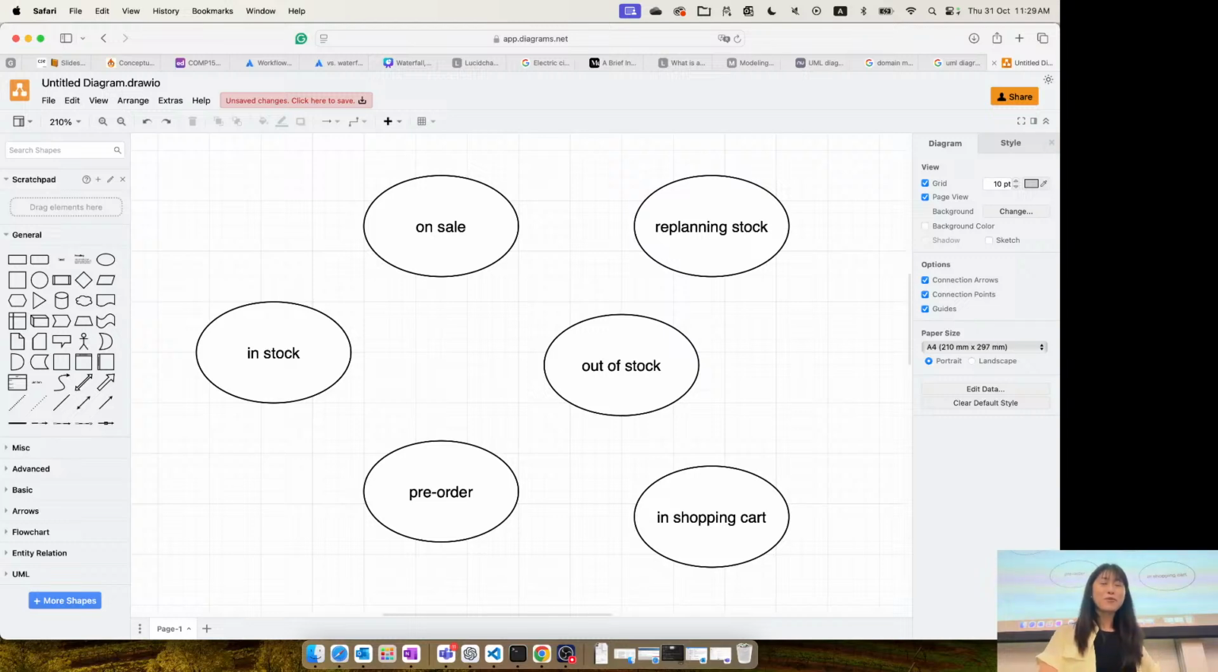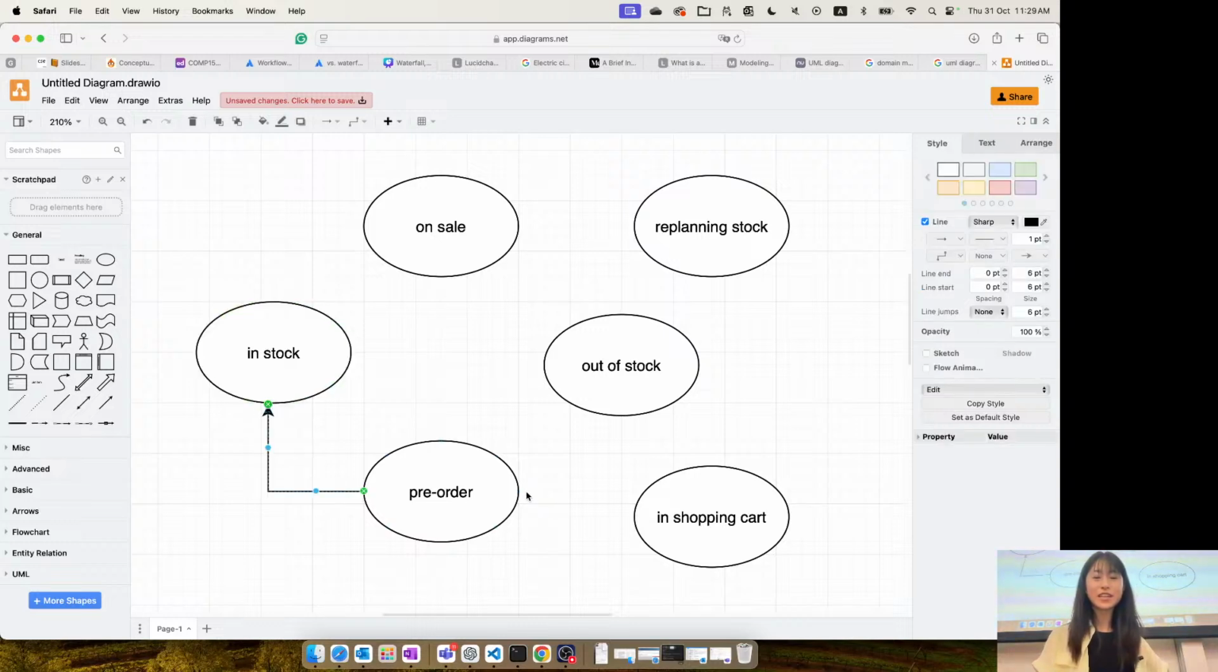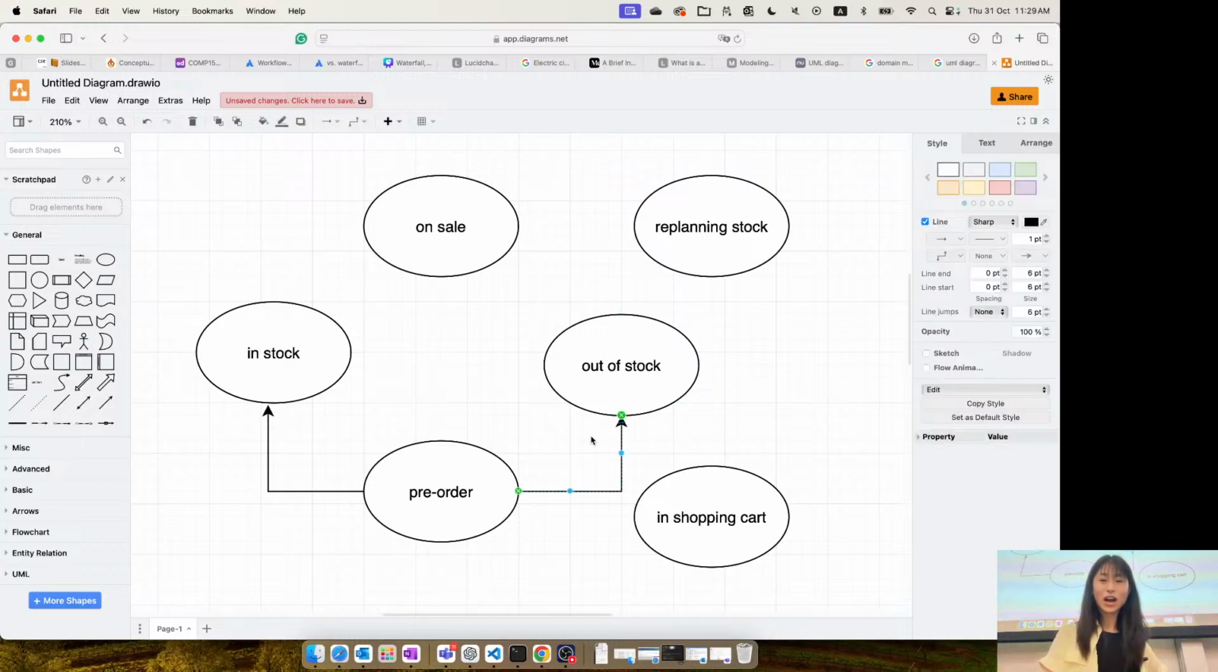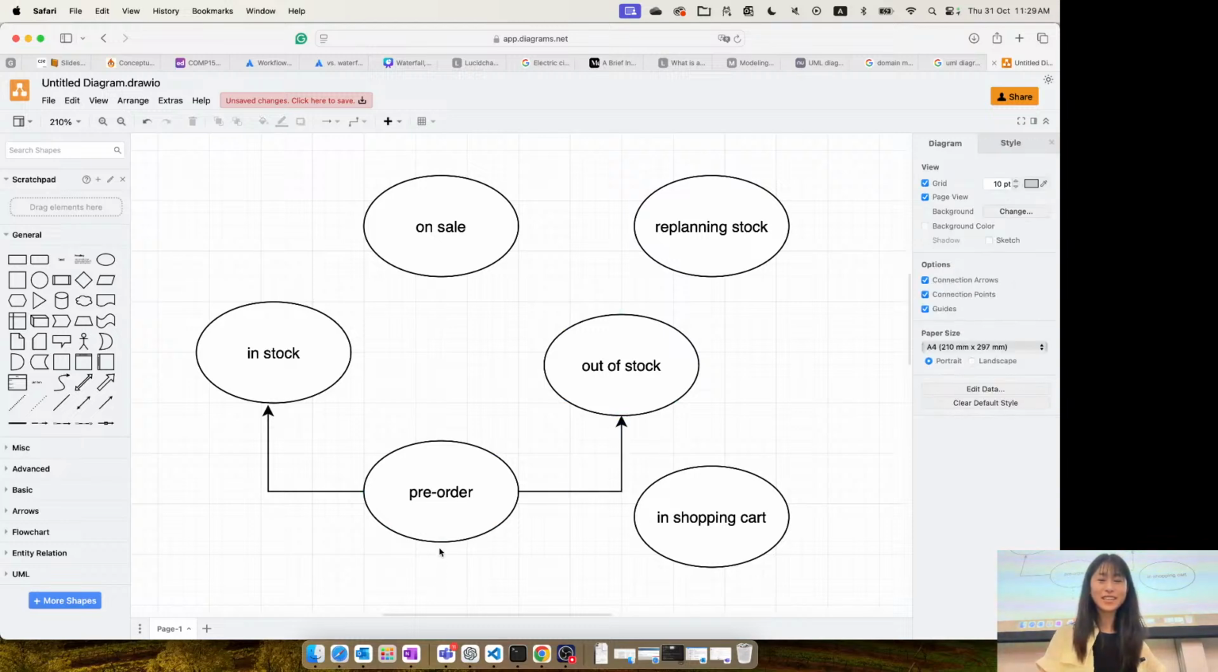So would you recommend we have transitions with pre-order? Well, pre-order would probably transition to in stock or out of stock. So maybe we can have one from pre-order to in stock, and another transition from pre-order to out of stock. Yeah, and also one to shopping cart.